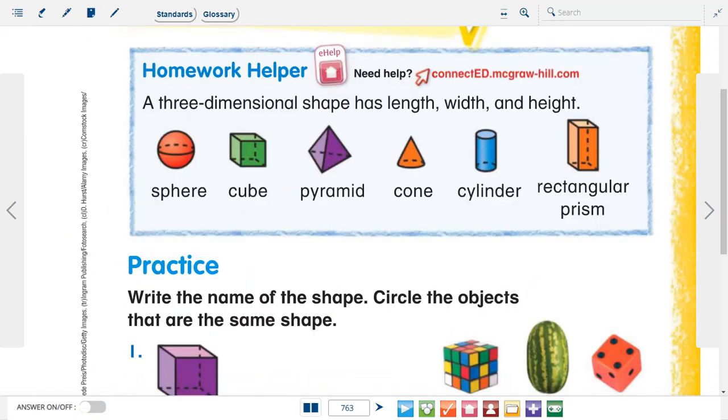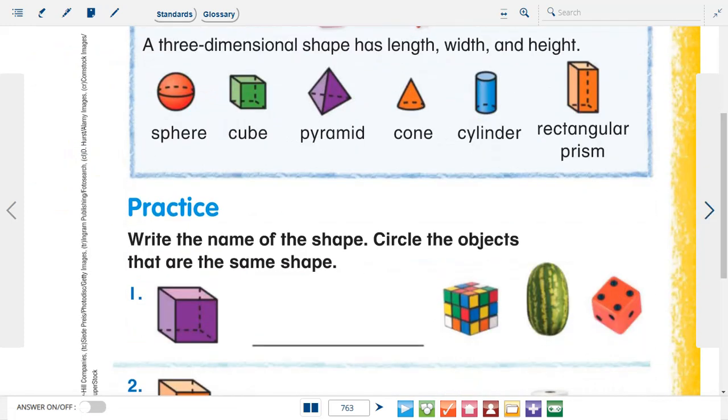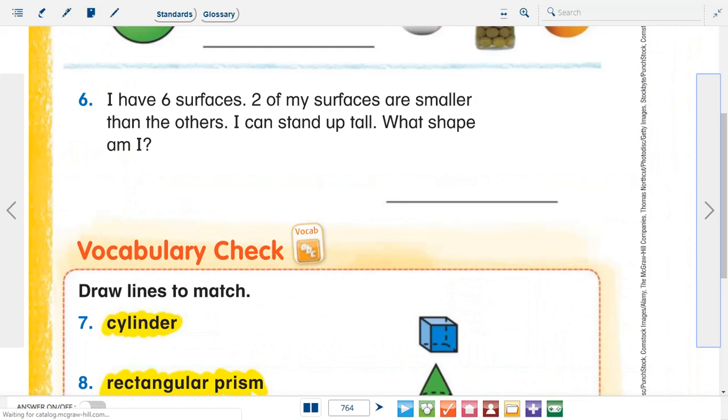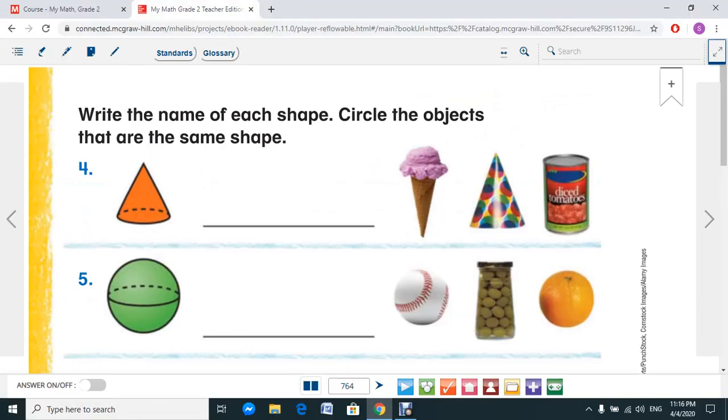Now, my homework on page 763 and 764 is your homework, okay? So do them and send them to me. That's it for today's math lesson. It is very easy. It doesn't need a lot of effort. So I want to see your homework very fast.